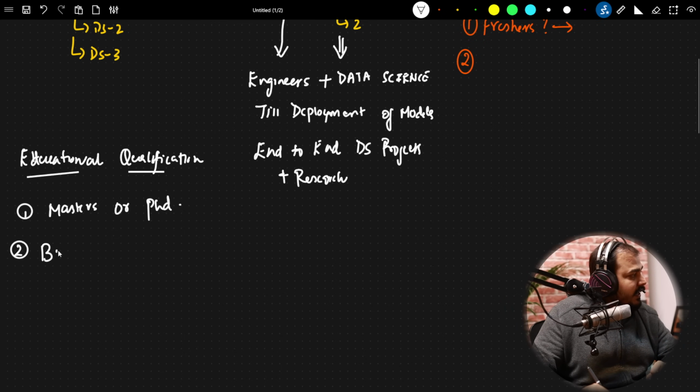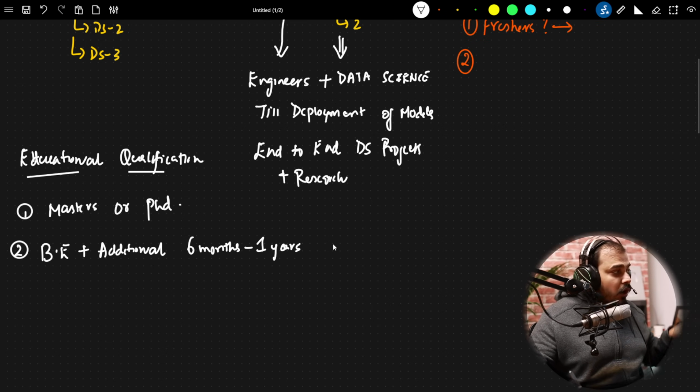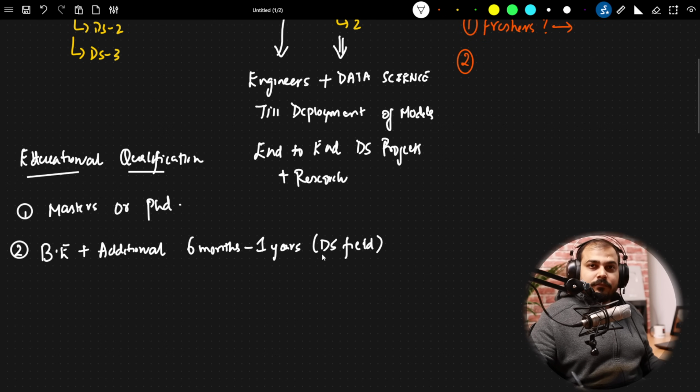Second thing is that any degree like BE plus additional 6 months to 1 year experience already in the data science field will be able to apply. Let me write it down once again. They will be able to apply, and they have called for the interviews also. So a good thing.